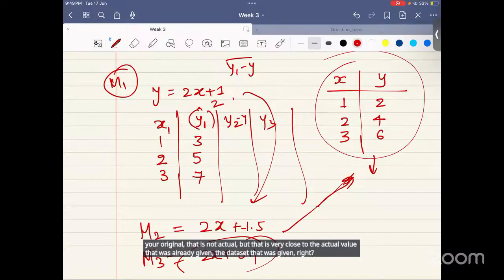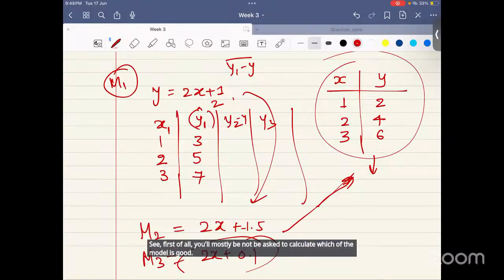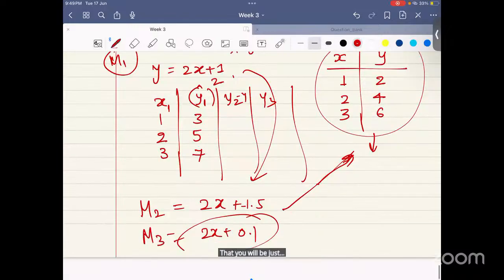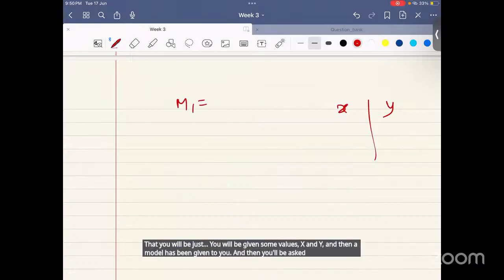Are you able to understand this or not? That means we have to find the closest approach to that question, which are given. See, first of all, you will mostly not be asked to calculate which of the models is good. You will be given some values x and y, and then a model has been given to you, and then you will be asked to calculate the sum of square error.